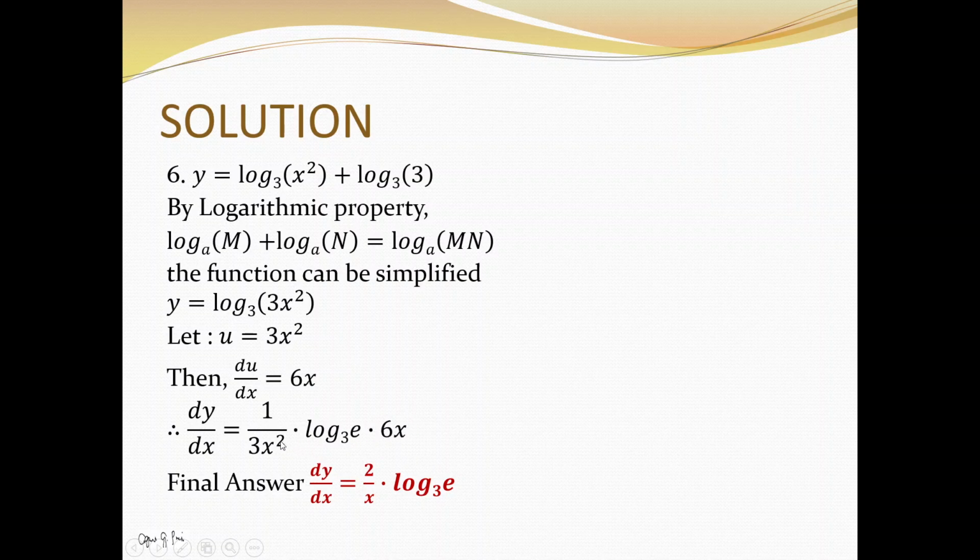And then simplifying, we can reduce the 6 and 3 as 2. And then x over x squared is now 1 over x, so our final answer is that the derivative of the function y with respect to x is now 2 over x, and then log of e to the base 3.